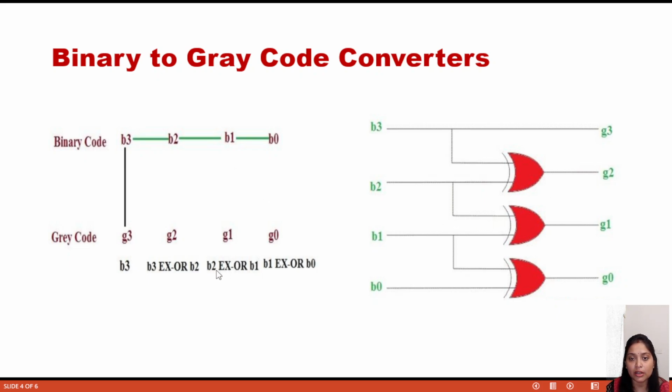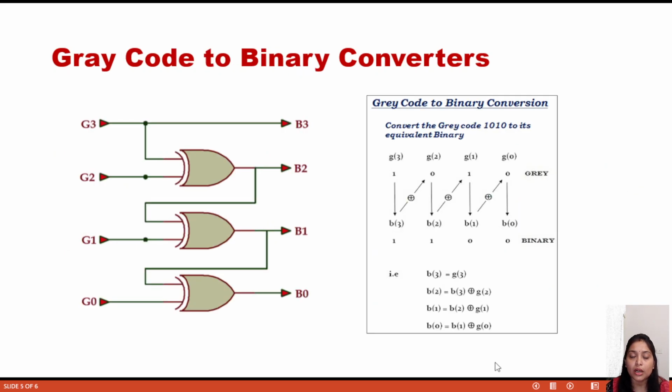B2 XOR B1 gives G1. That means there is a B2 and there is a B1, both these inputs we pass through the XOR gate, and we get G1. Then to get G0 we do B1 XOR B0. There is a B1 line and a B0 line; we pass them through an XOR gate and we get G0. So B3 B2 B1 B0 is the binary number, and G3 G2 G1 G0 is the gray code number.